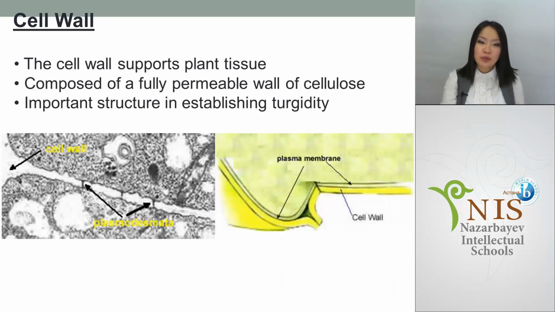Cell wall. The cell wall supports plant tissue, composed of a fully permeable wall of cellulose, an important structure in establishing turgidity. Cell wall we could find in plant cells and in bacteria.